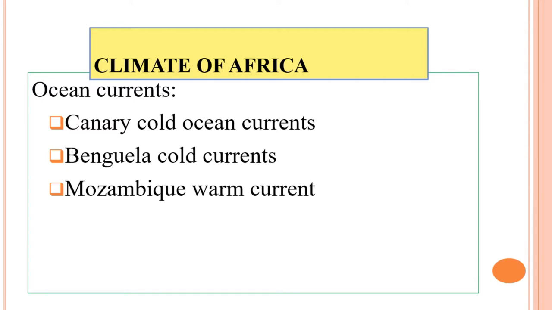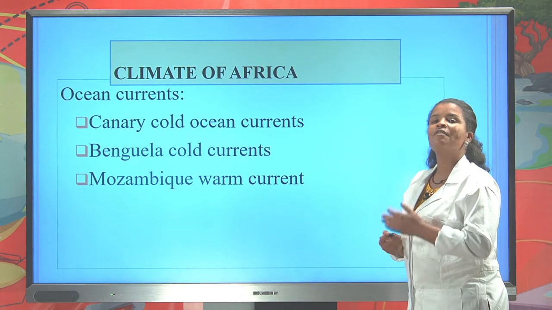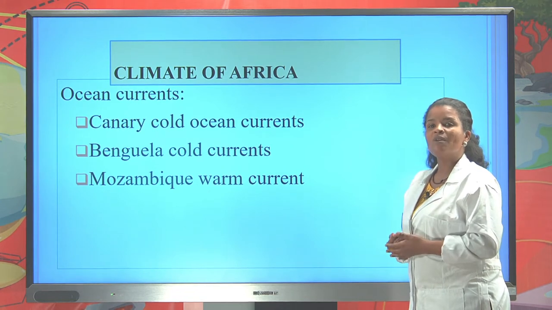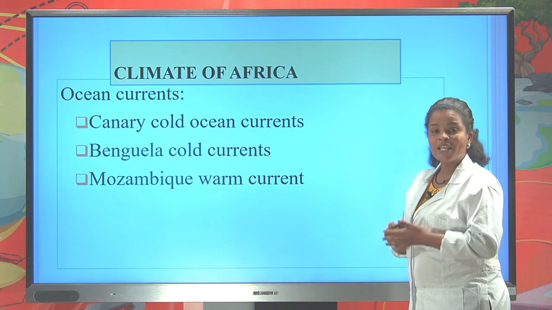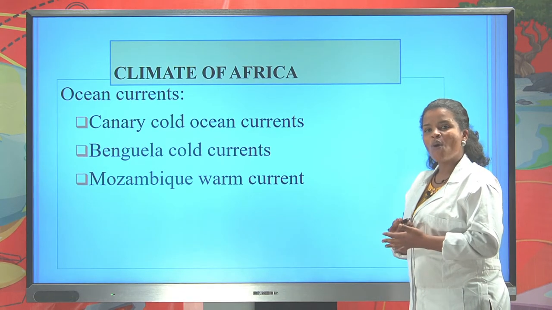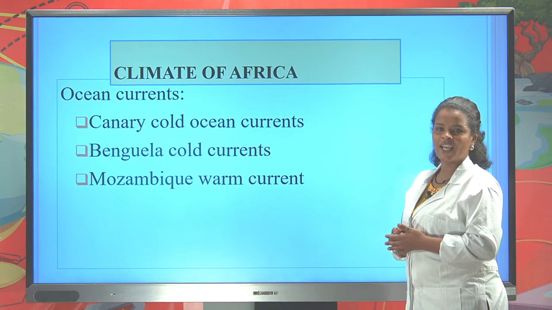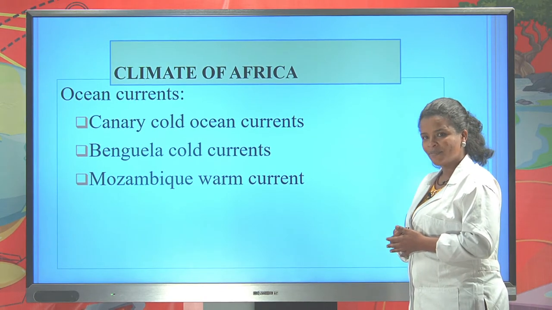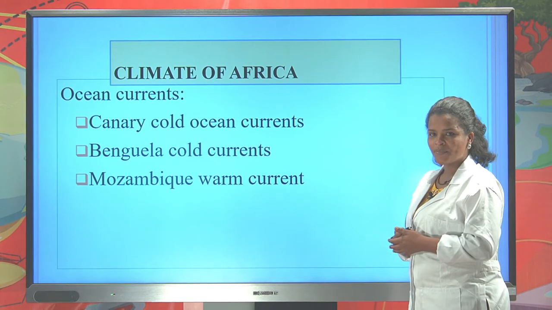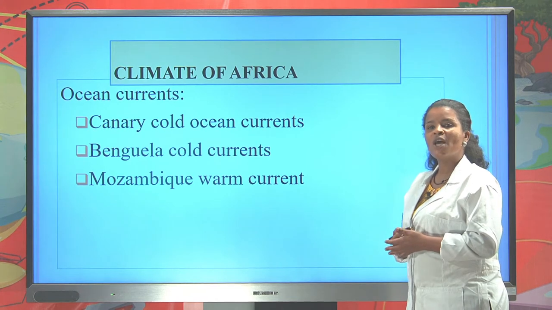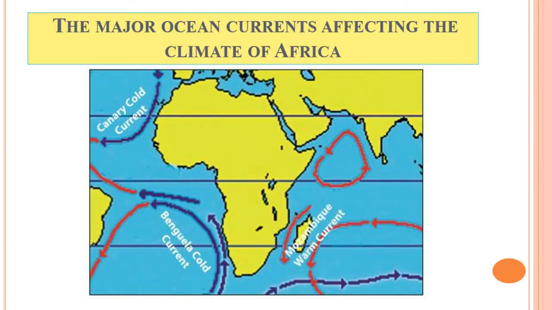When you see ocean currents, ocean water moves horizontally and vertically. The horizontal movement of ocean water is called ocean current. Depending on the origin, ocean currents are divided into two: warm ocean currents and cold ocean currents. The ocean currents of Africa are divided into three: Canary cold ocean current, Benguela cold ocean current, and Mozambique warm current.